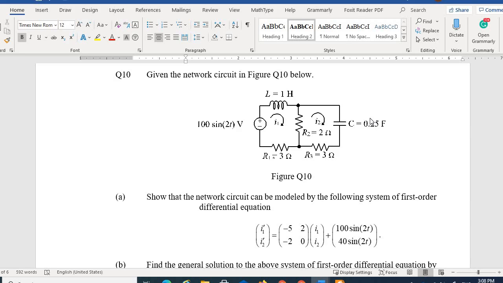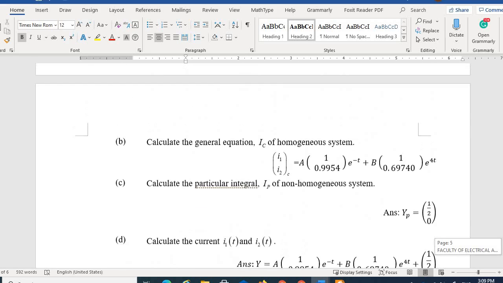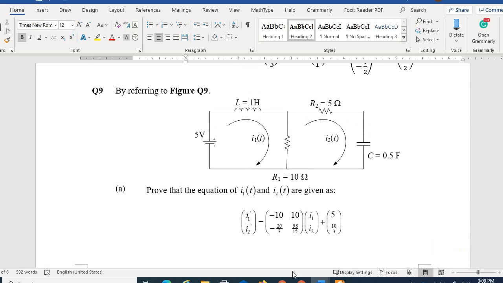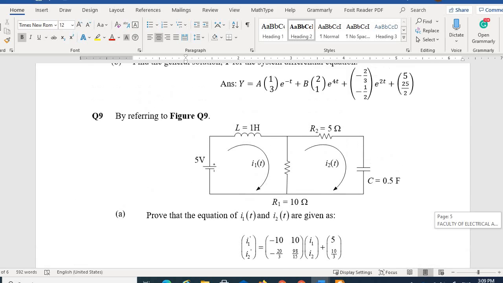If the question asks you to show it, then only you show it. For some questions, they ask you to show that the network circuit can be modeled, then only you need to show it. Otherwise, you can straight away solve it. If it says prove, then you have to prove.